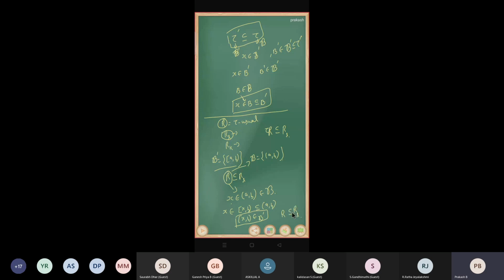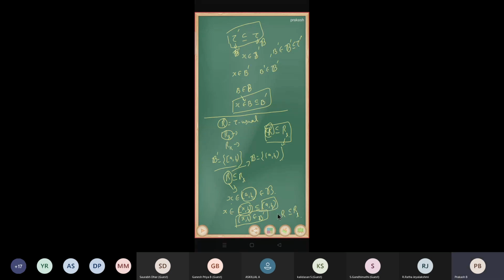Let's look at that. If you want to show this, we take an element from the left hand side, and then we bring an element from the right hand side, which must be contained in that one, right? This is a way of comparing two topologies. So from that we can understand that R is contained in R_L.